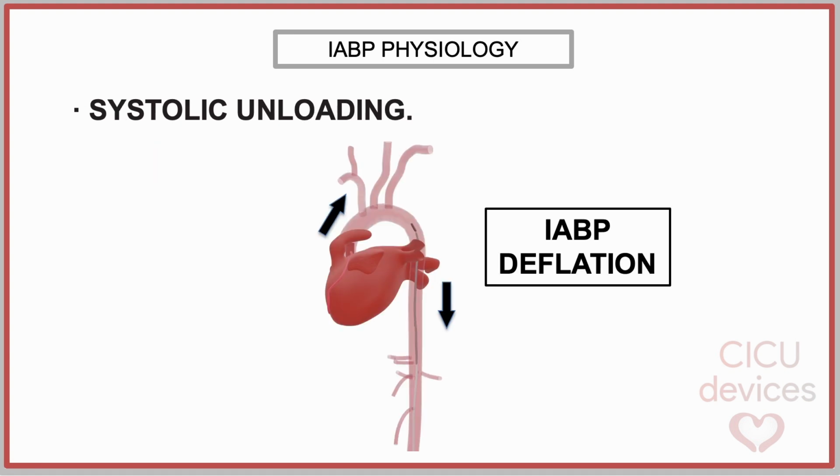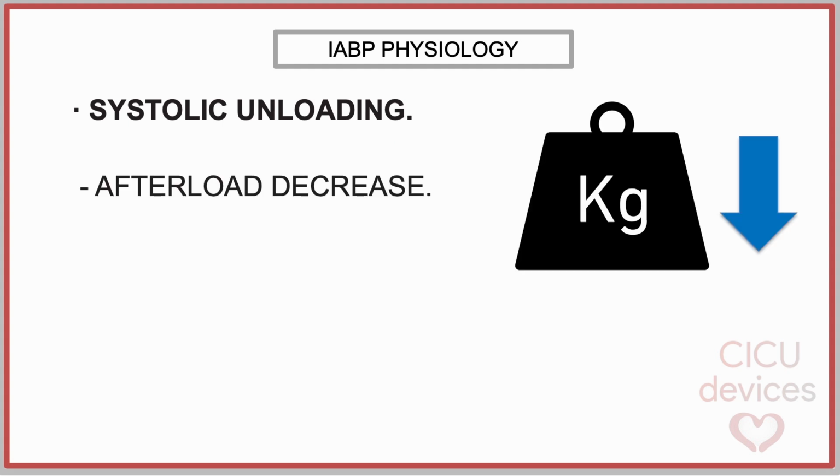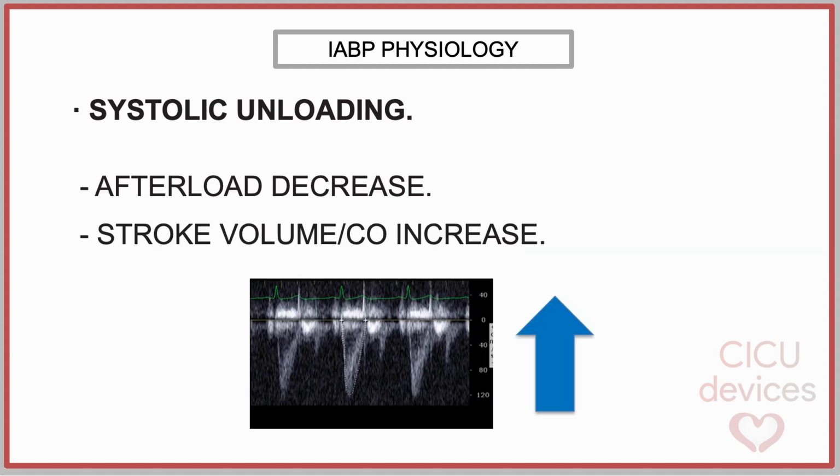Systolic unloading. As systole begins, the balloon deflates rapidly, producing a temporary vacuum effect, generating the following benefits. Afterload decrease. IABP reduces afterload by decreasing the resistance against which the heart must pump, thereby lowering left ventricular systolic pressure and left ventricular end-diastolic pressure. This afterload reduction allows for more efficient ejection of blood and increases stroke volume by 10 to 20%, and subsequently leads to a modest increase in cardiac output, estimated at approximately 0.5 to 1 liter per minute.